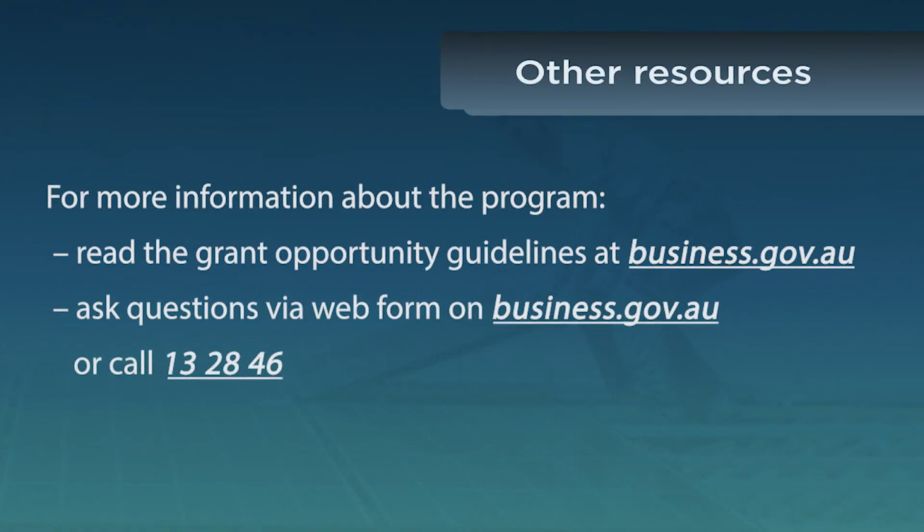To finish up, here are some useful resources to help you complete your application and to scope out your projects. The most important resource to help you apply for a grant is the Grant Opportunity Guidelines, found at business.gov.au. The Grant Opportunity Guidelines are the authoritative source of information. Please make sure you read the guidelines carefully to ensure that both your organisation and project are eligible.